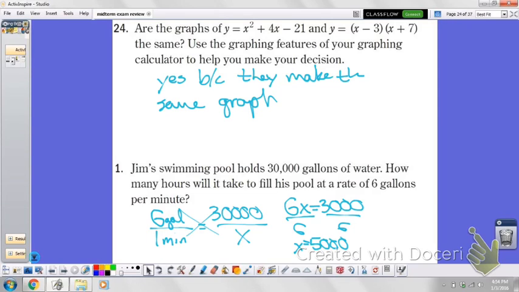5,000. Now, notice we are given that it's 6 gallons per minute. So what we have right now is 5,000 minutes. So to find out how many hours it'll take, because it's asking us how many hours, we need to take 5,000 divided by 60, giving us 83 and a third of an hour.